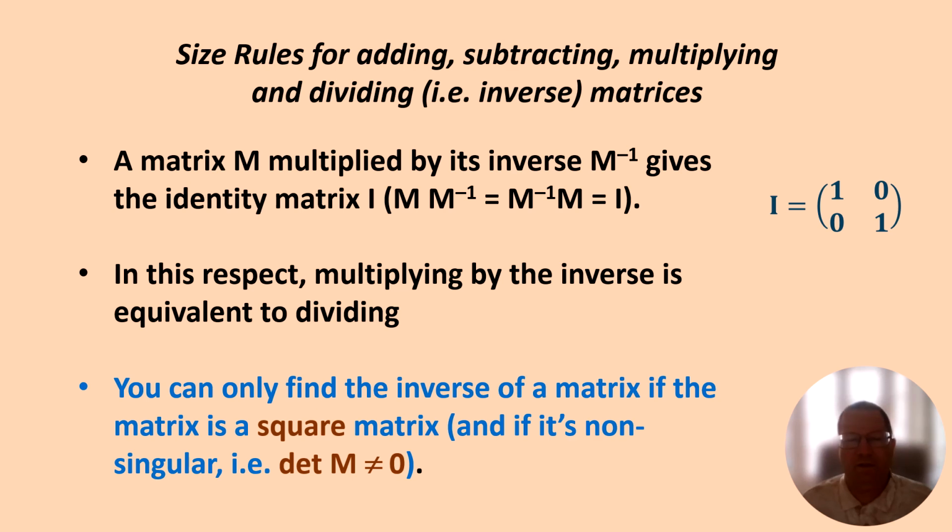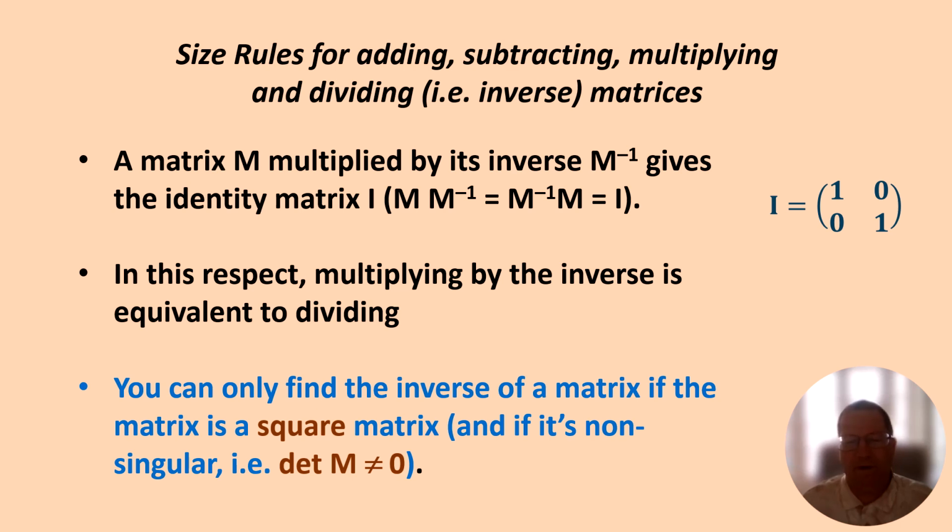So what does an inverse do? Well, a matrix M multiplied by its inverse gives what we call the identity matrix, which is the equivalent of the number 1 in normal numbers. And you may remember from earlier when we had matrices A to J, the I was given by 1, 0, 0, 1. So in 2 by 2 matrices, this is the identity matrix. And M times M minus 1 and M minus 1 times M will both give us I, the identity matrix. So in this respect, multiplying by the inverse is equivalent to dividing.